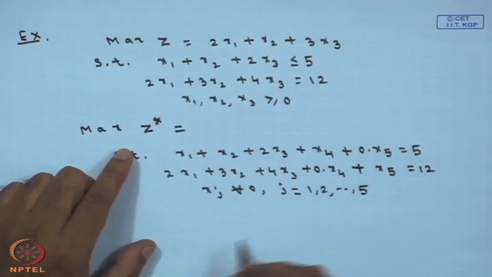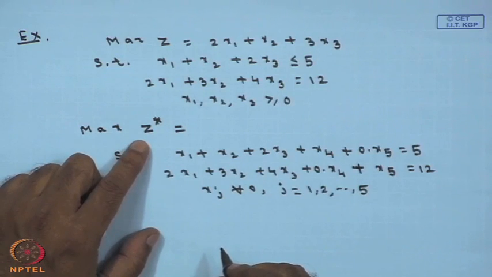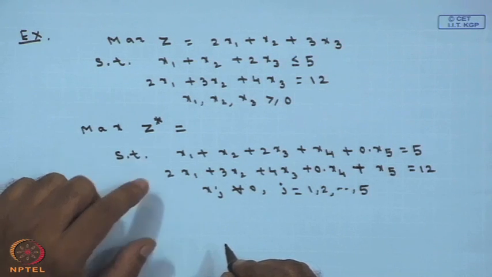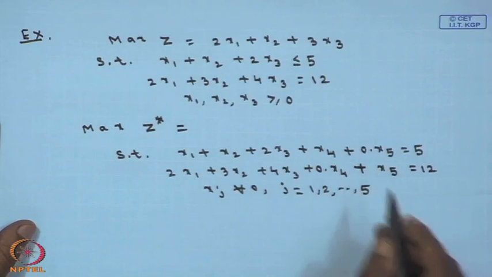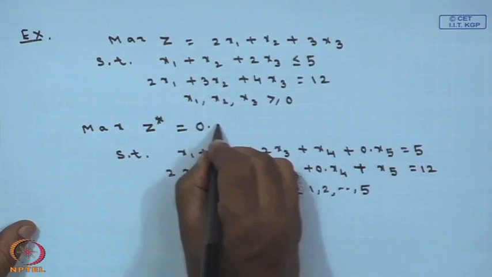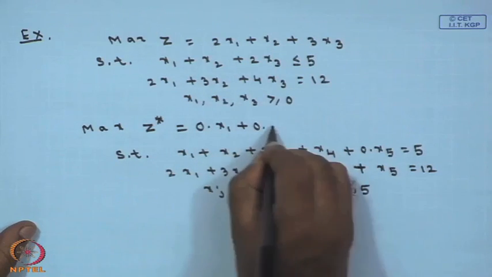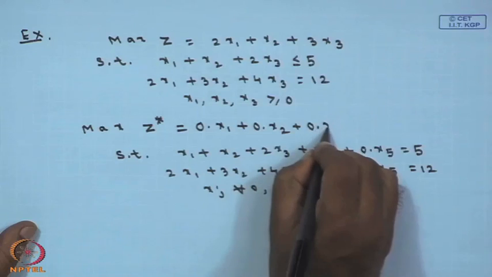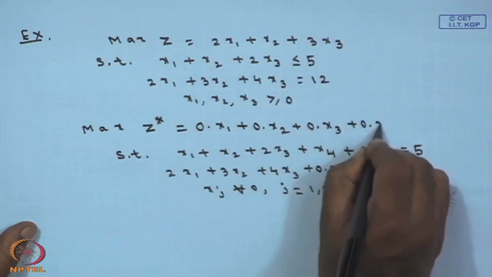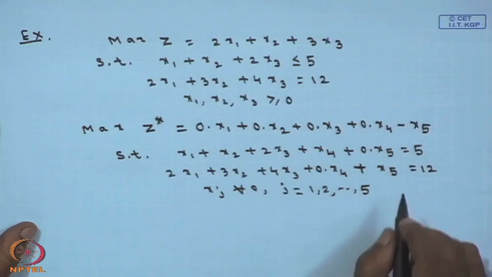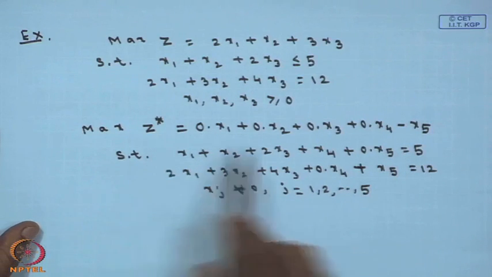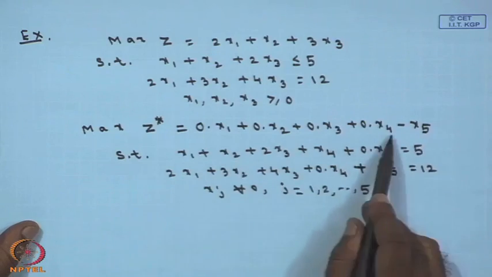Now, as we have said, we are creating the auxiliary objective function z star, where for all variables except the artificial variables, the coefficients will be 0. So, all variables means here x 1, x 2, x 3, x 4, and x 5 is the only artificial variable. So, your z star will be 0 into x 1 plus 0 into x 2 plus 0 into x 3, 0 into x 4 minus x 5. So, you have incorporated this one. Basically, maximize z star equals minus x 5.